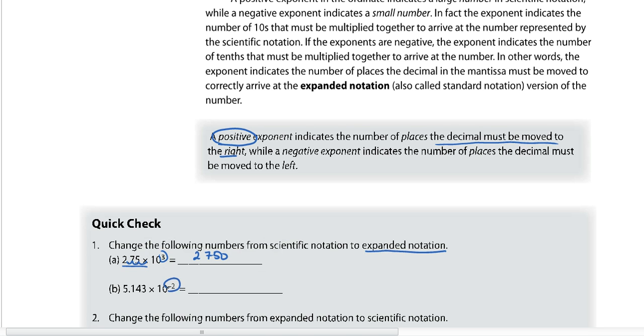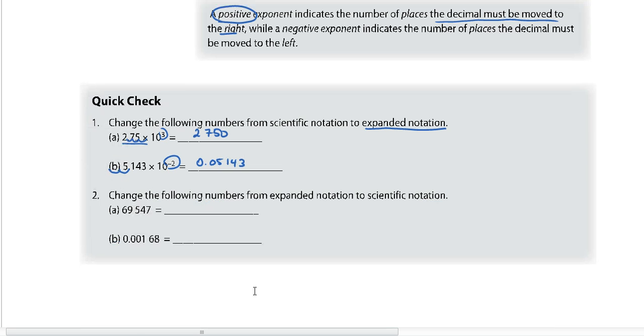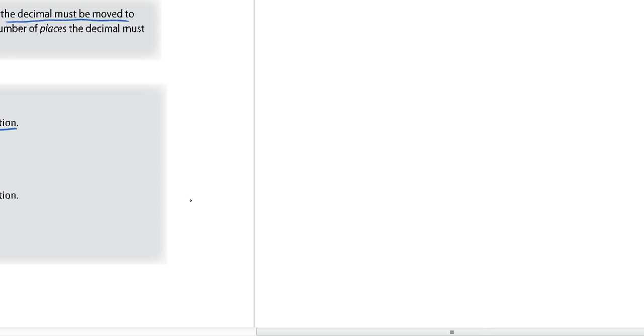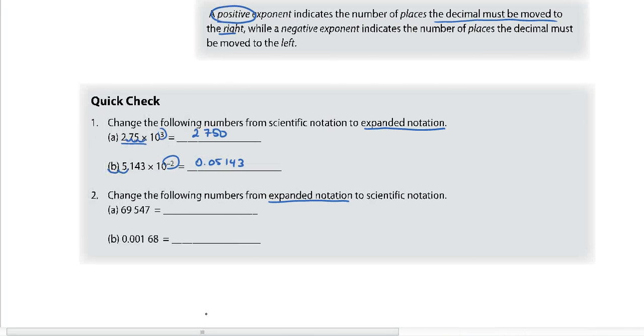If it is negative, that means the decimal is going to the left, so that would be 0.05143 as an example. Alright, and for these, we should change from the expanded notation to the scientific notation, and we should end up having a number between 1 and 10, 6.9547 times, and the decimal place is moving 1, 2, 3, 4 times, so times 10 to the 4th power.